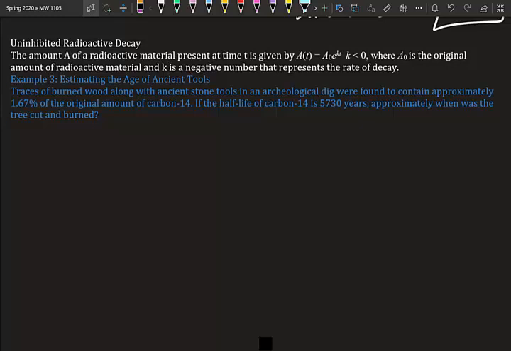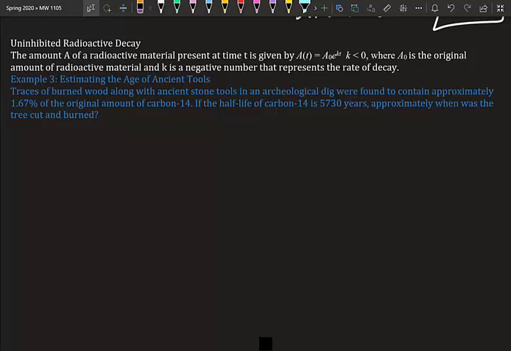Alright. Traces of burned wood, along with ancient stone tools and an archaeological dig, were found to contain approximately 1.6% of the original amount of carbon-14. If the half-life of carbon-14 is 5,730 years, approximately when was the tree cut and burned? This is 100% factual. This is how archaeologists approximate how old something is when they find it. I think it's pretty cool.